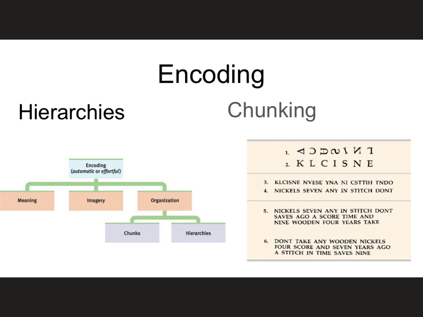When we encode information, there are 2 ways to organize information once we store it. One way is by hierarchies, another way is by chunking. When we organize our information into hierarchies, we may have a category, and then we divide it into subcategories and then subcategories again. So here we have encoding.